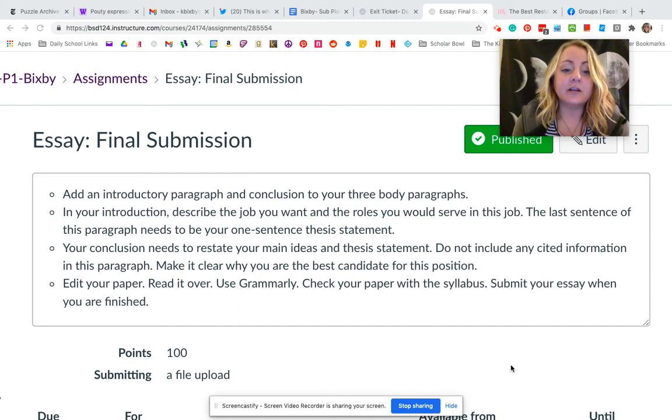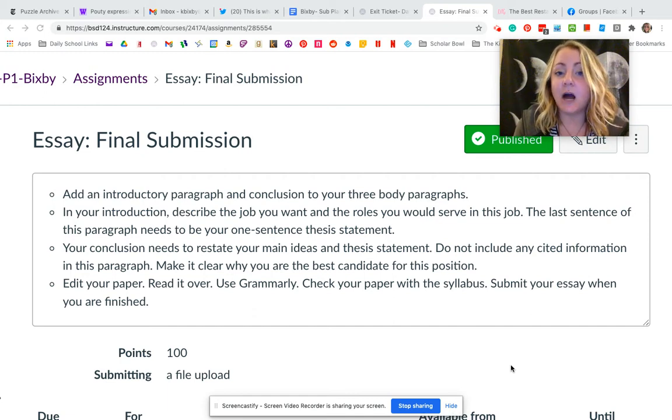For your introduction, I would put what the job is that you want, and then what the roles that you would serve in this job would be. Then the last sentence of that paragraph needs to be the thesis statement that you wrote on day 1. Your conclusion needs to be a restatement of your main ideas and your thesis statement.